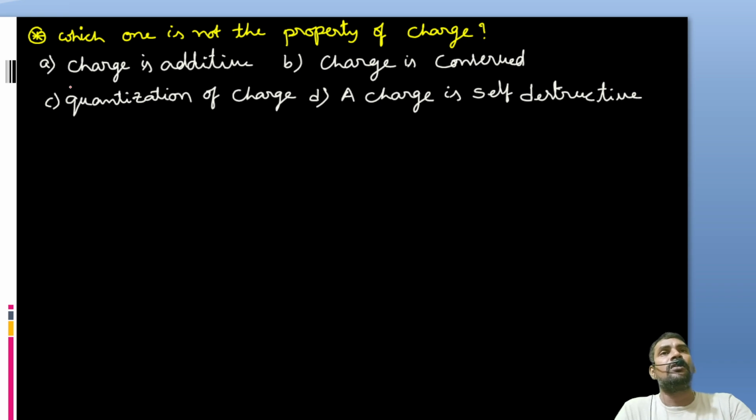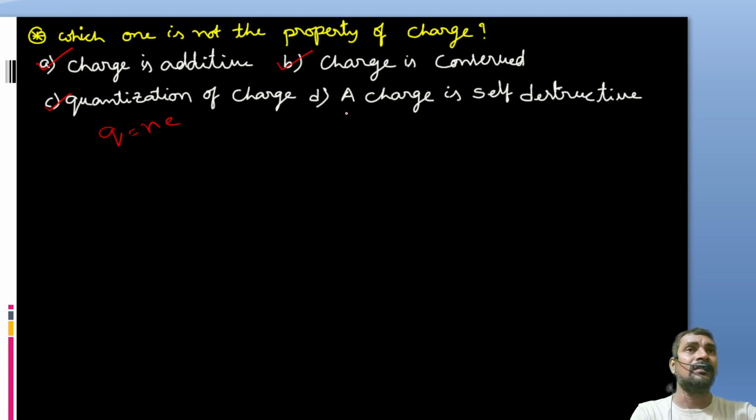Which one is not the property of charge? We have just seen different properties of charge. Once we go through all the options, we can eliminate one of them. So let us see. Option A, charge is additive. This is the first property of charge that we have seen. Charge is conserved. This is the second property that we have seen. Quantization of charge, Q is equal to n e. We have solved some numerical problems on this also. So this is also a property of the charge.